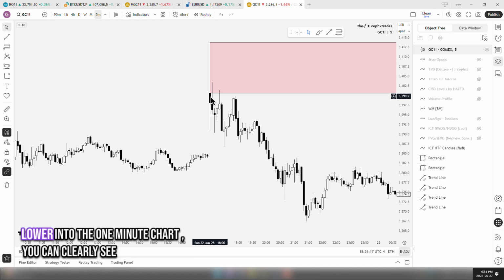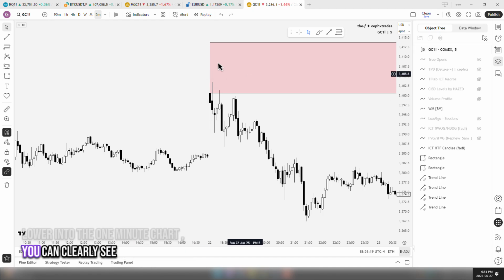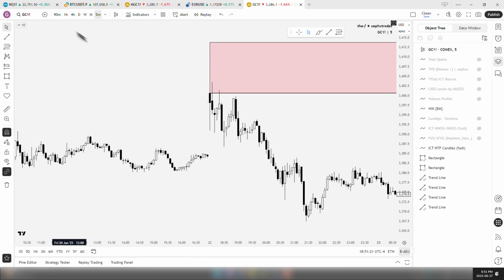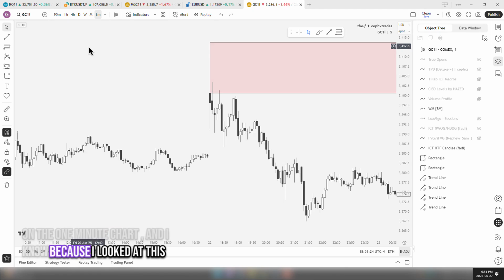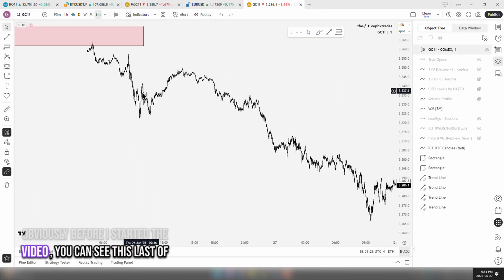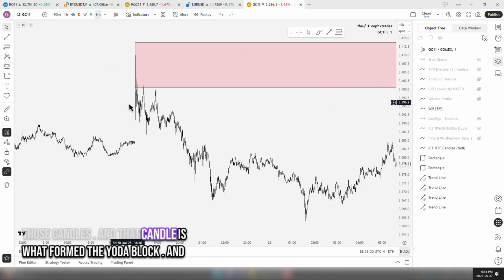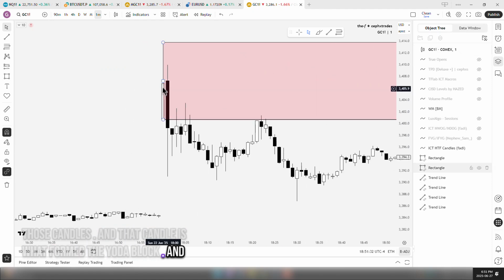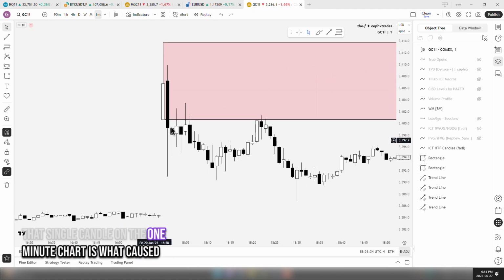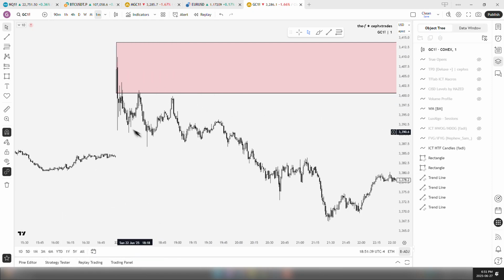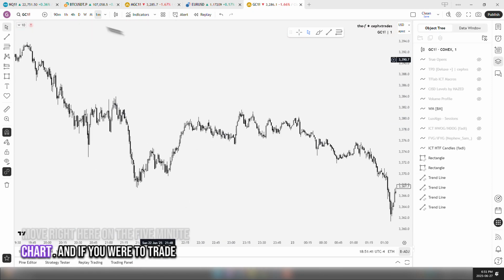So if you go even lower into the 1-minute chart, you can clearly see on the 1-minute chart, and I know because I looked at this obviously before I started the video, you can see this last up close candle. And that candle is what formed the order block. And that single candle on the 1-minute chart is what caused this move right here on the 5-minute chart.